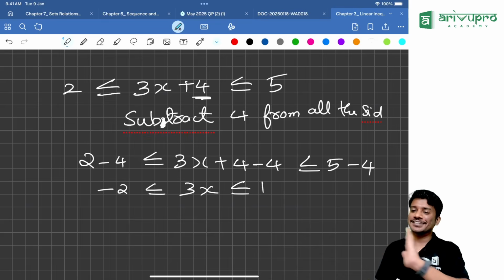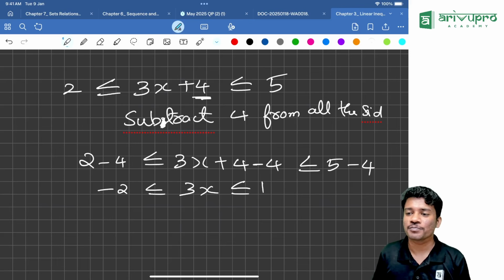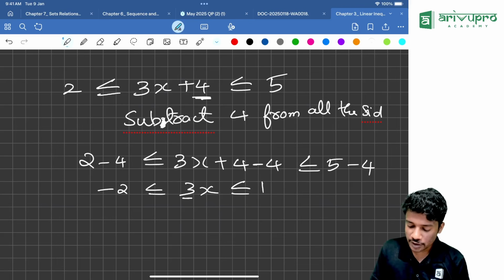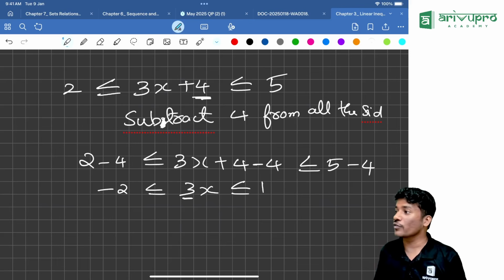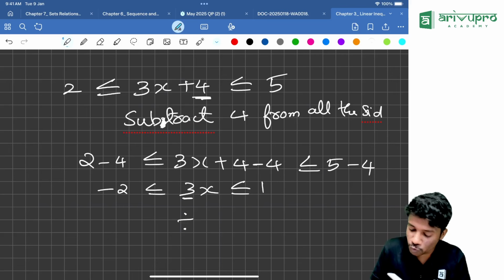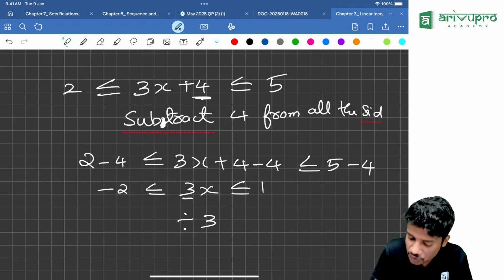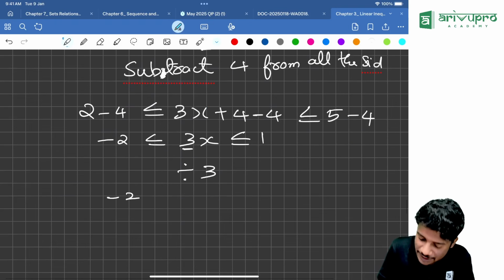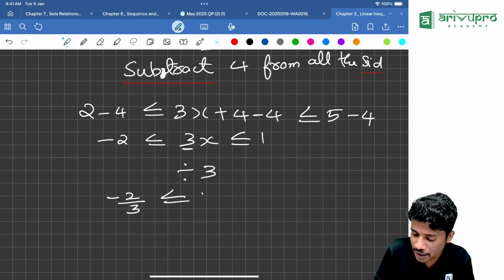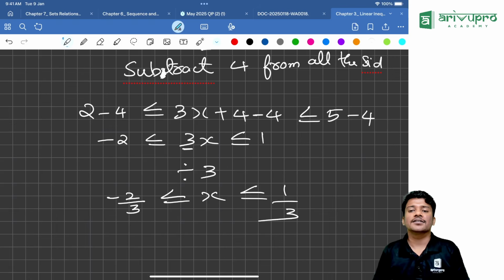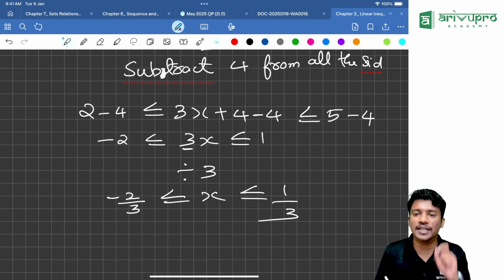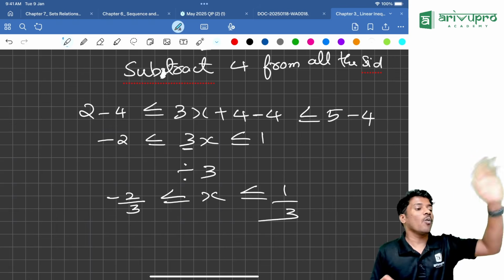That is it. Now what are we going to do? One other constant is there along with x. What we will do to that? Divide with 3. The answer will be minus 2 by 3 less than or equal to x less than or equal to 1 by 3. Possible values are in between minus 2 by 3 and 1 by 3.